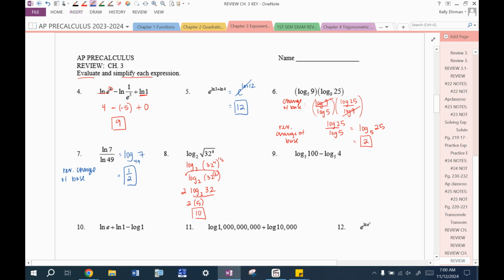For this one, 5 to a power is not 100. 5 to a power is not 5. Not a nice power anyway. So we should condense first. This becomes log base 5 of 100 divided by 4, which is log base 5 of 25, which we've had before. That's equal to 2.